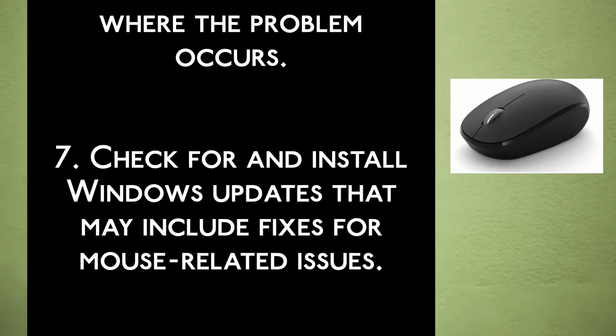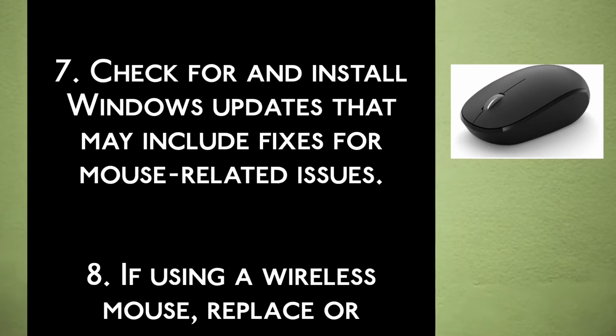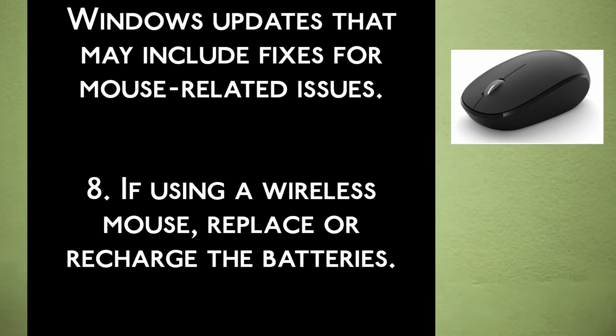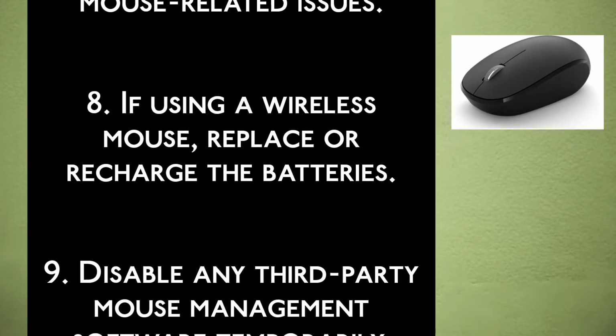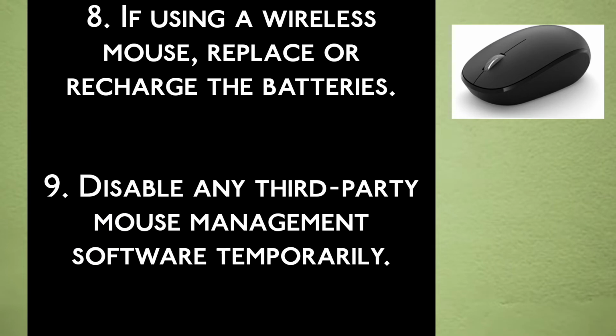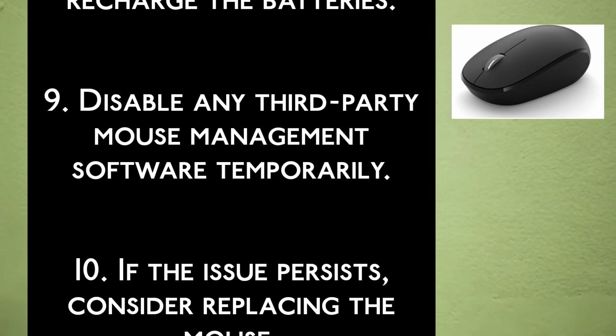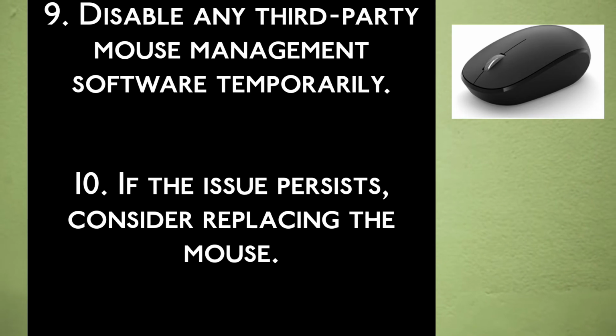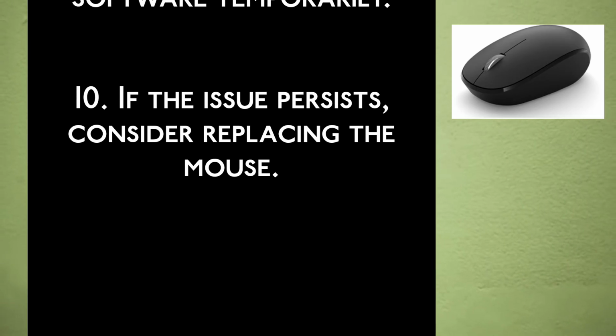Step 7. Check for and install Windows updates that may include fixes for mouse-related issues. Step 8. If using a wireless mouse, replace or recharge the batteries. Step 9. Disable any third-party mouse management software temporarily. Step 10. If the issue persists, consider replacing the mouse.